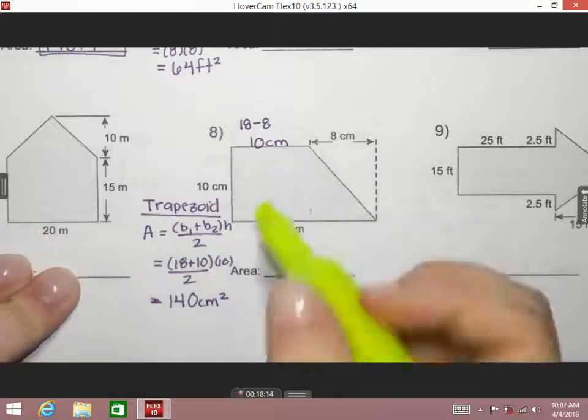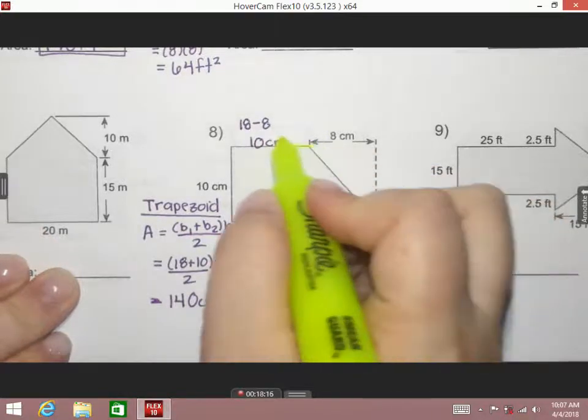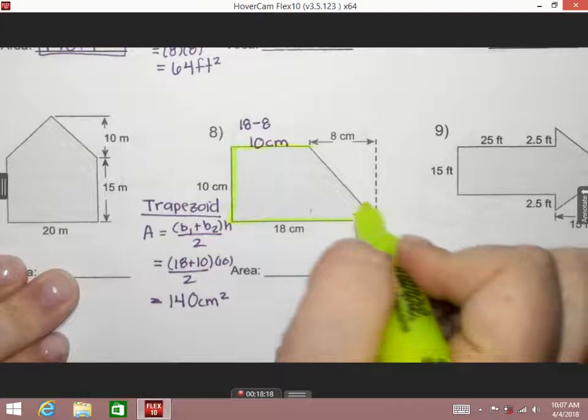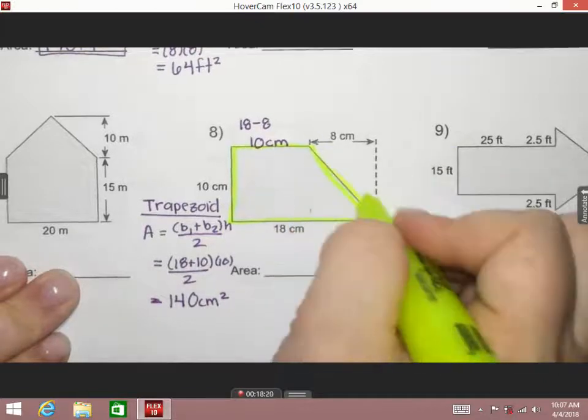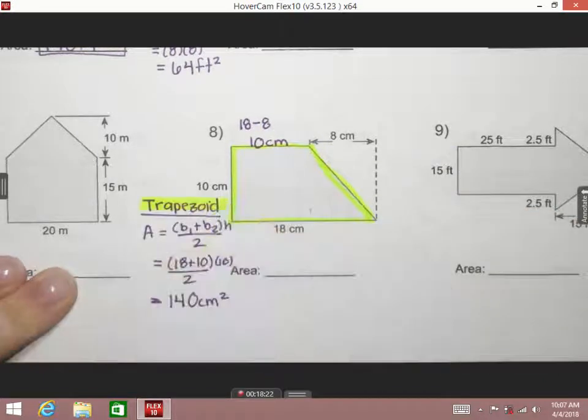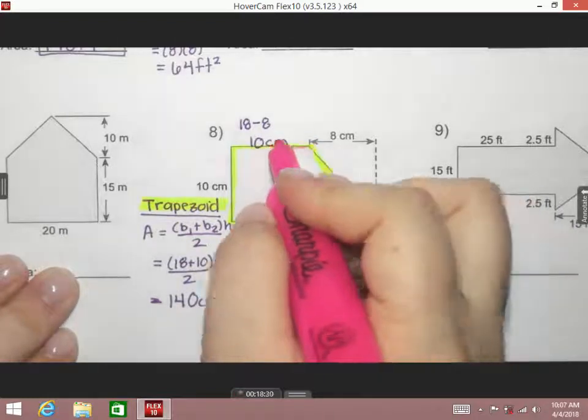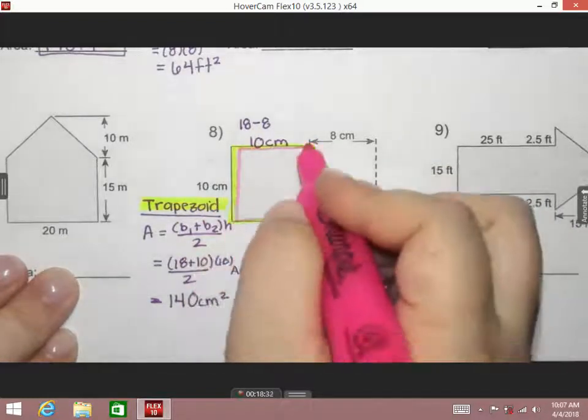So for my entire shape, there's my answer. Trapezoid, 140. My other option, again, was to split that up. We can split that up, and we'll do shape 1 right here.